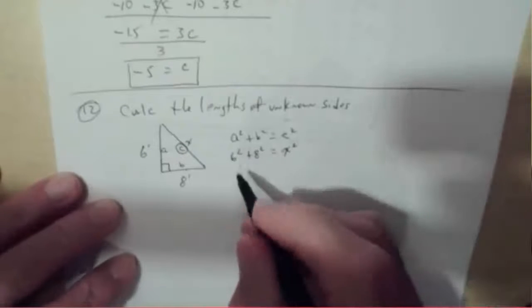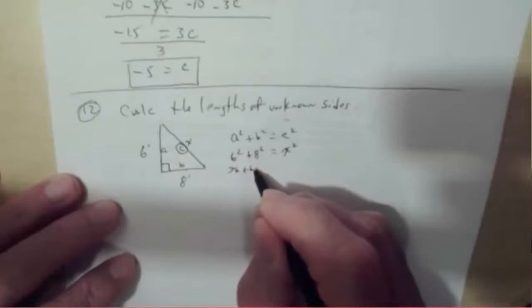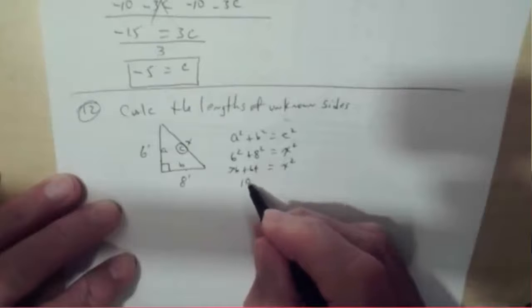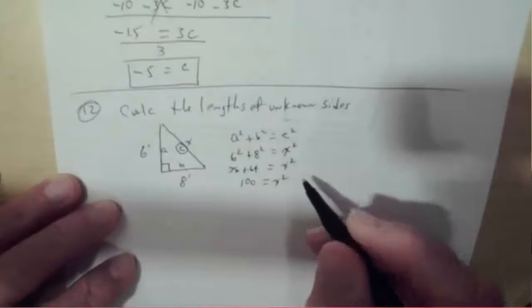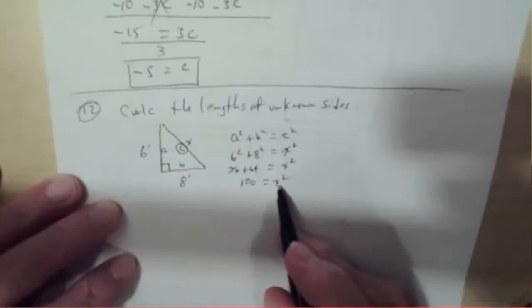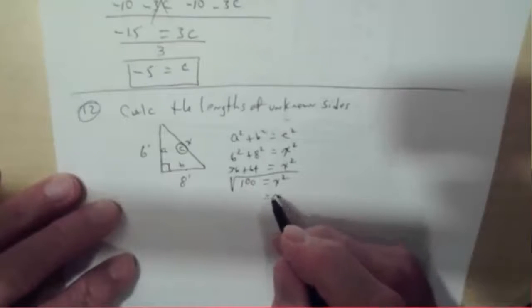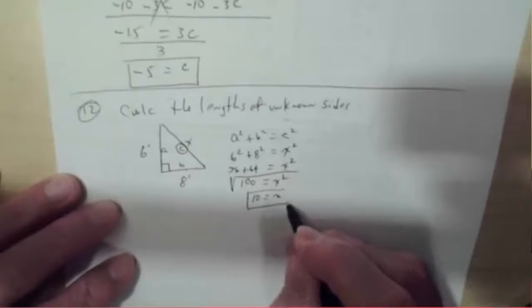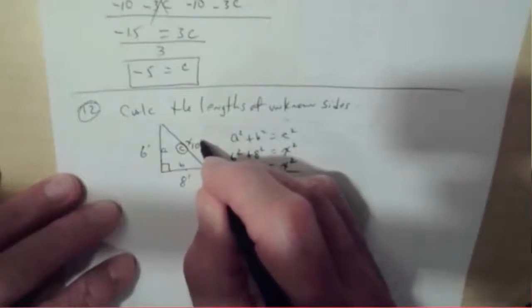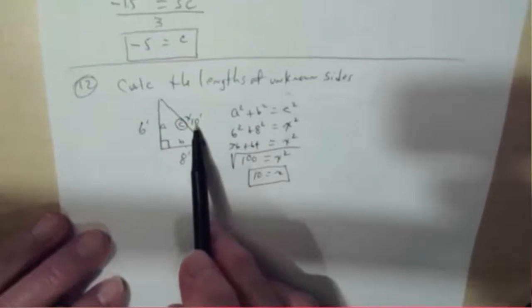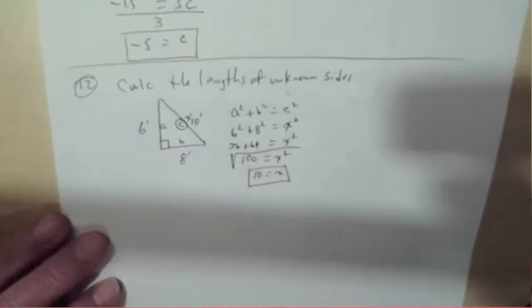x squared. So 36 plus 64 equals x squared. This is 100 equals x squared. Now remember, we don't want to know what x squared is. We want to know what x is. Square root. So x is 10. Is it plus or minus 10? No. It's distance. Does it make sense? Is it reasonable? Remember, the hypotenuse has to be the longest side. Is it the longest side here? Yes. So we're probably correct.